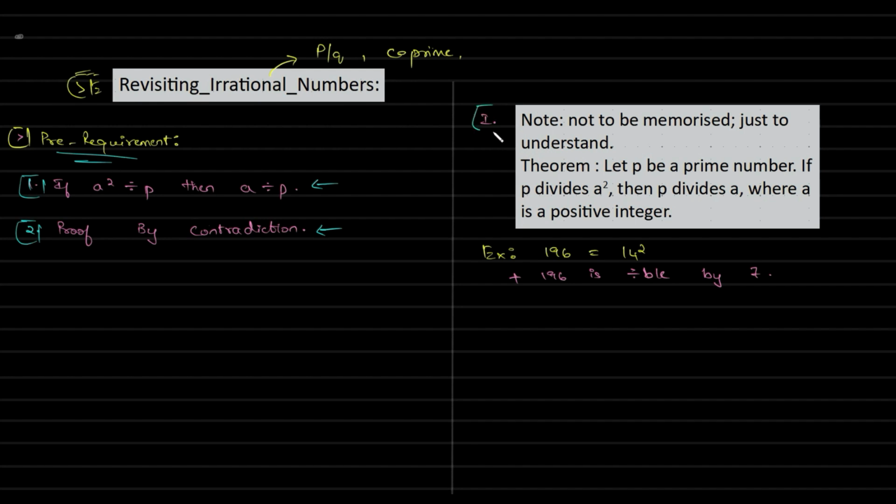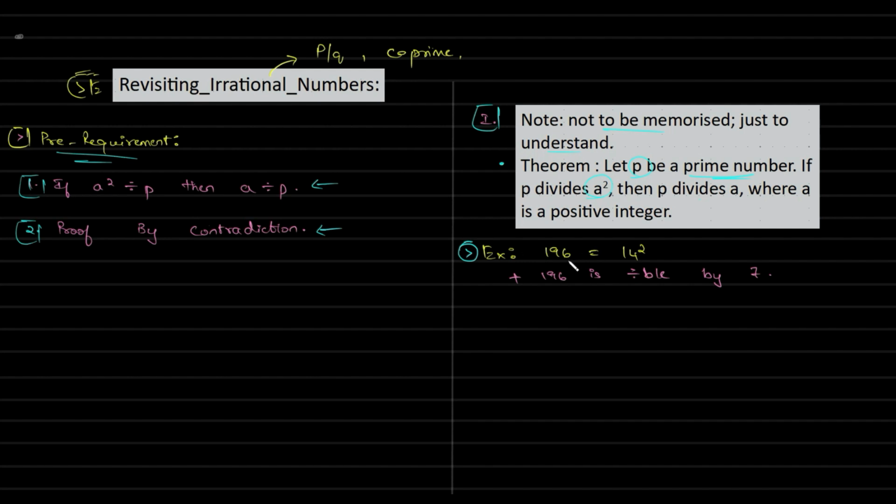So the theorem states like this, and again, it need not be memorized, it just has to be understood. The theorem goes like this: if p is a prime number, and p divides a square, then p divides a, where a is a positive integer. As usual, let's understand what is written over there, rather than just doing the proof.